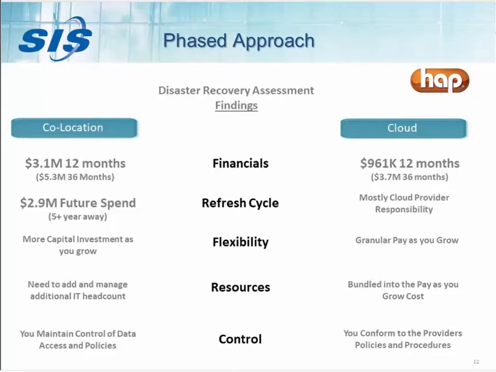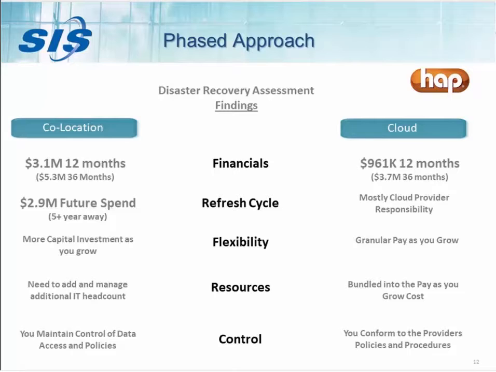Right off the bat, when you look at a co-location, you're looking at floor space and capital for that equipment, and we were looking at, just for raised floor alone, something like $40 or $45 per square foot, and you look at a 2,500 square foot data center, and you're well over $1 million just on floor space. So SIS came in, helped us put those financials together, helped us tell that story to senior management.